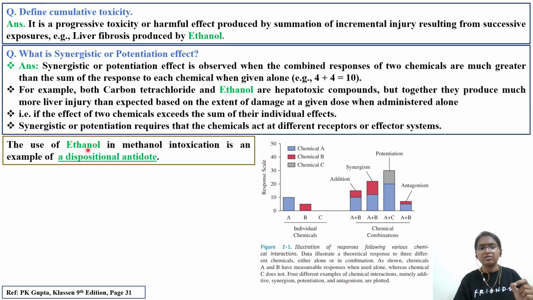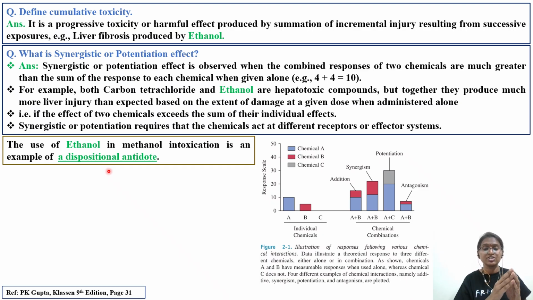Next, the use of ethanol in methanol intoxication is an example of a dispositional antidote. This is the concept. Why? Because whenever a patient comes to the emergency department having methanol poisoning, with overconsumption of methanol, the physician takes up that patient.